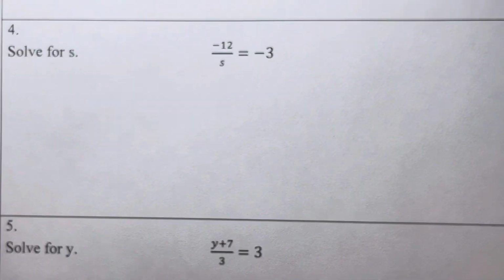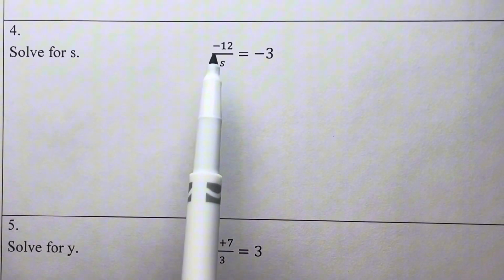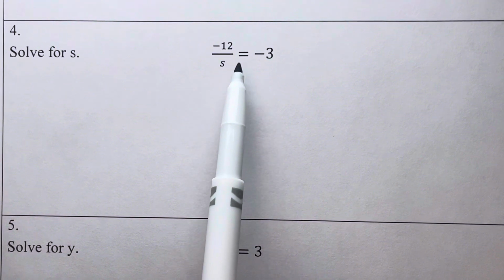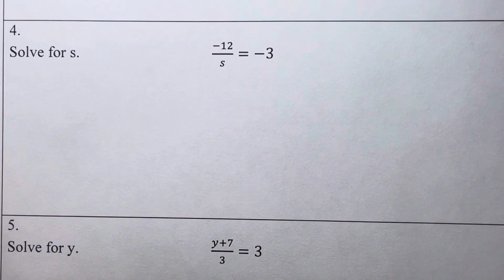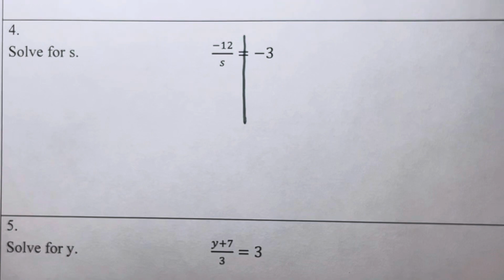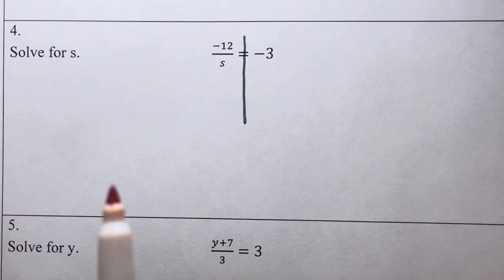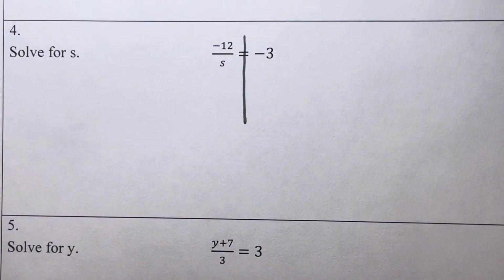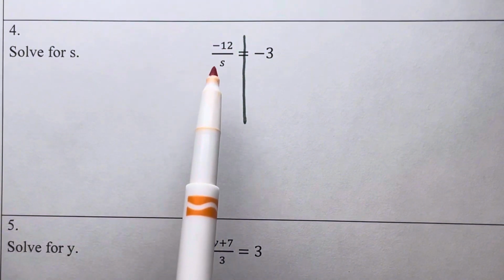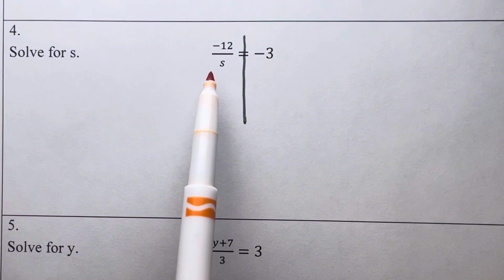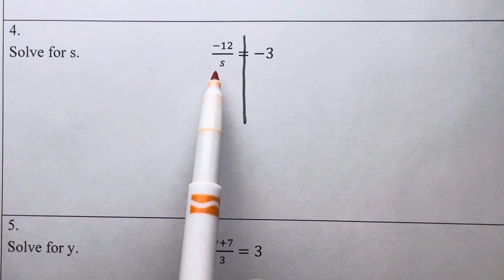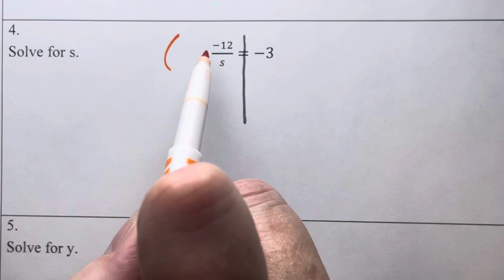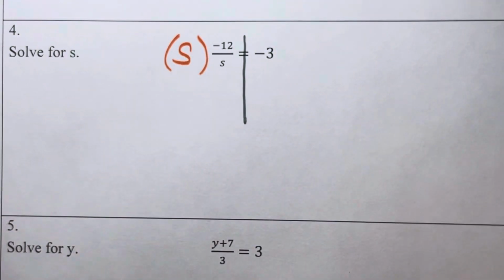Example 4. We're going to solve for S, where negative 12 divided by S is equal to negative 3. This problem might seem really odd in that our variable is on the denominator of the fraction. But we saw in the introduction that if you have a problem that has the variable in the denominator, that's currently dividing. And the opposite of dividing, as the hint in the introduction said, is to multiply.